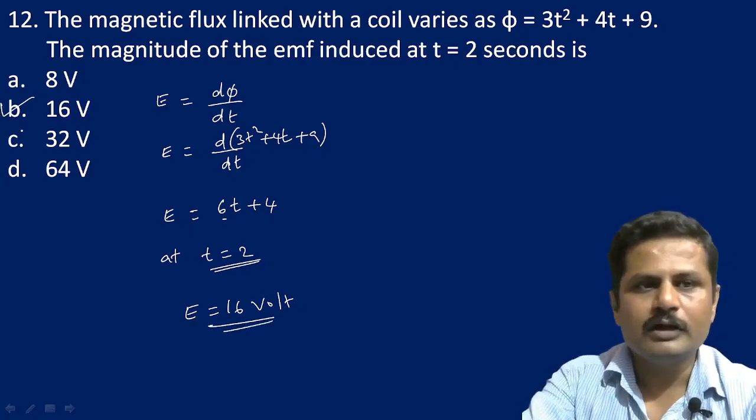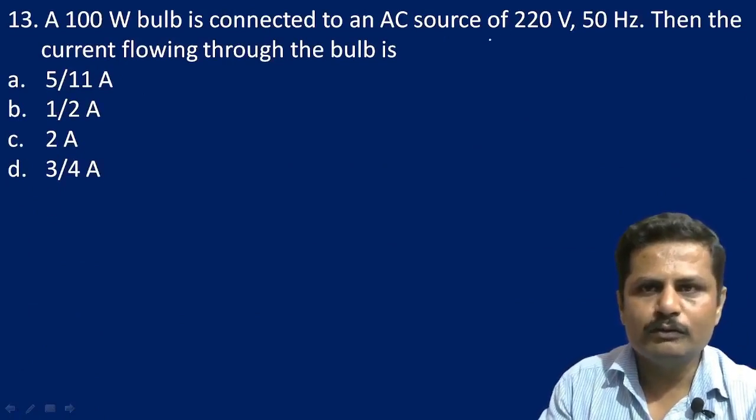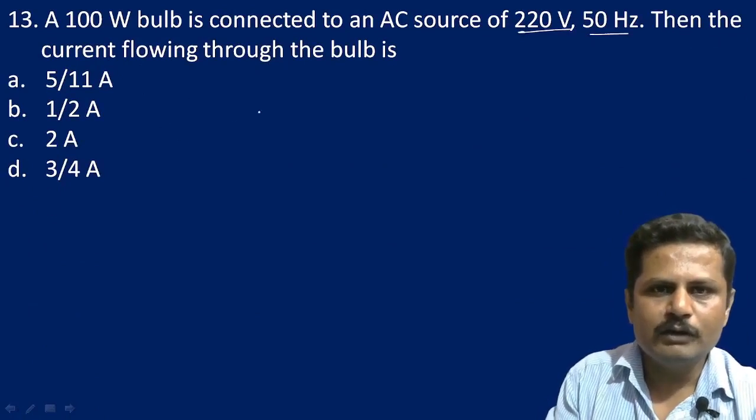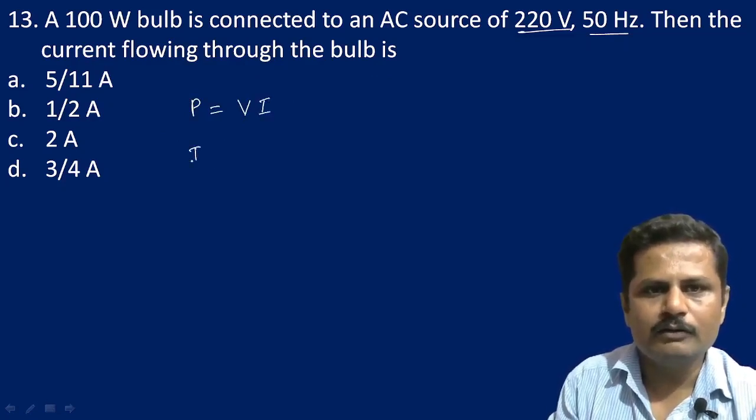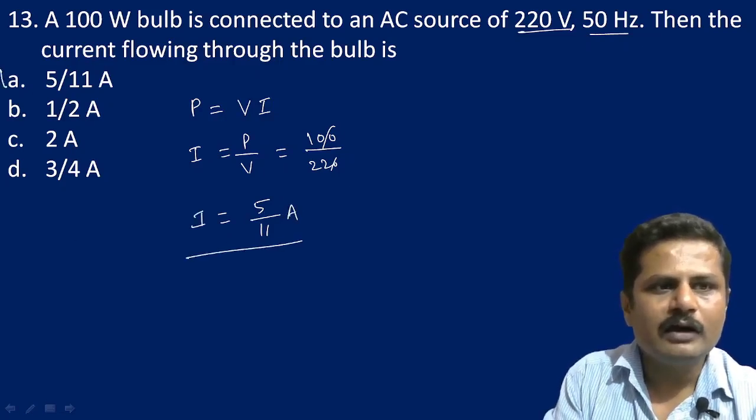Okay, moving to the next question, that is, a 100-watt bulb is connected to an AC source of 220 volt 50 hertz. Then the current flowing through the bulb is, so we know that power of the bulb is equal to voltage times the current. So current is equal to power divided by voltage, that is power of the bulb is 100 watt divided by voltage 220. The zeros get cancelled, 10 divided by 22 is nothing but 5 by 11 ampere. So option A is the right answer.